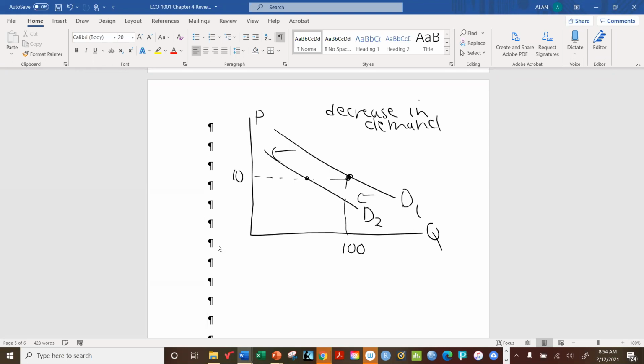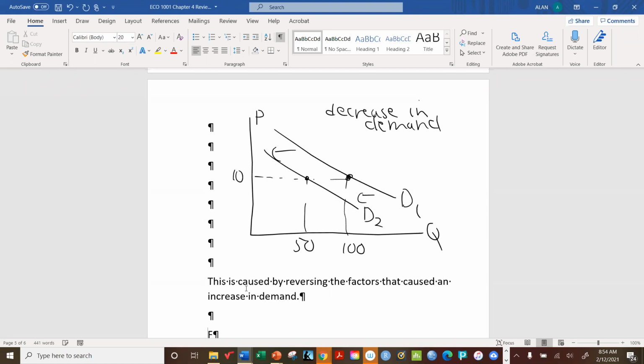Now, all of a sudden, they're only willing to buy 50. The entire curve is shifting to the left because one of these factors has changed. So we don't have to go through all the factors all over again. We just need to note that this is caused by reversing the factors that caused an increase in demand.